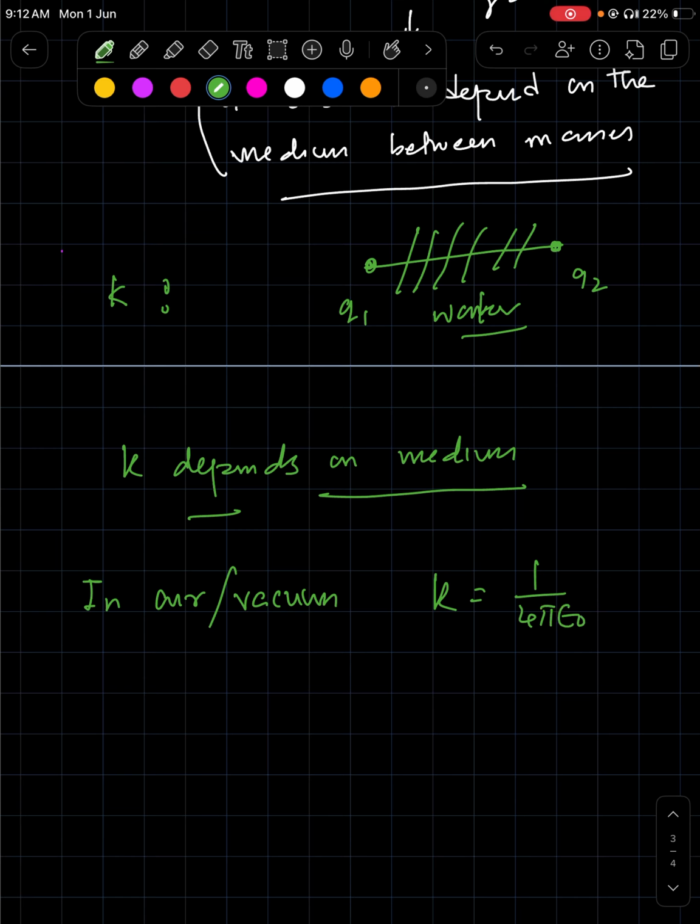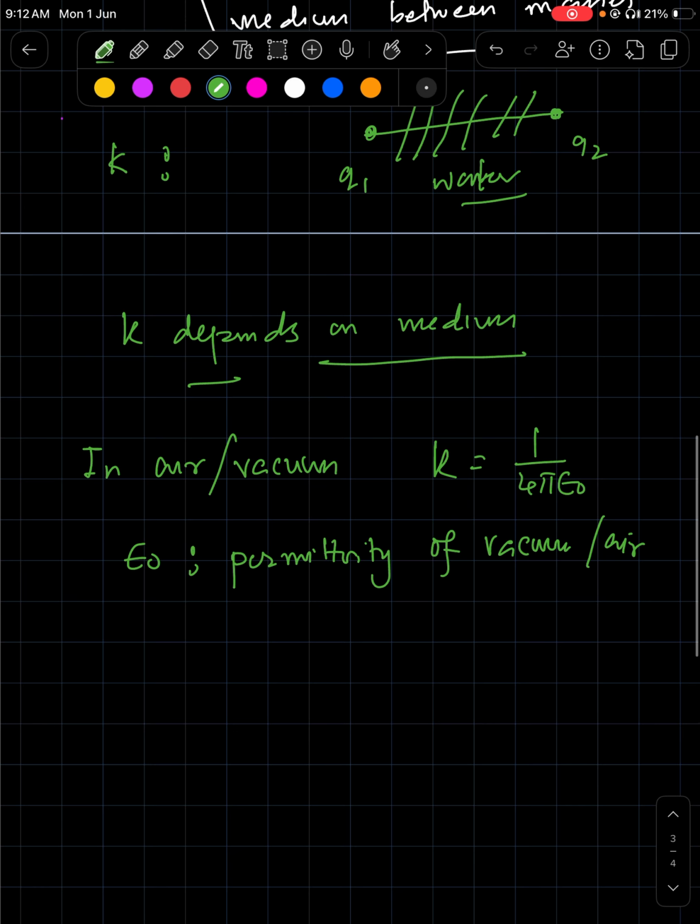What is the epsilon naught? Epsilon naught is the permittivity, known as the permittivity of vacuum or air.